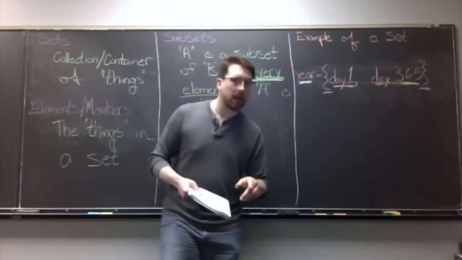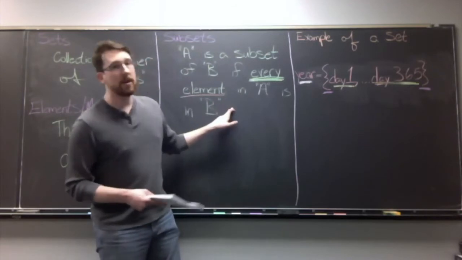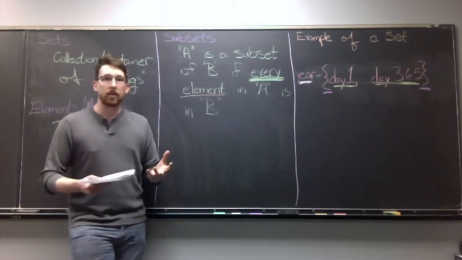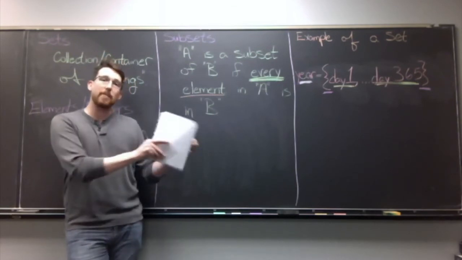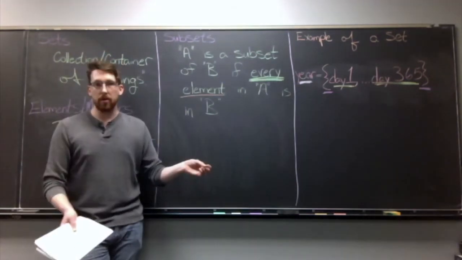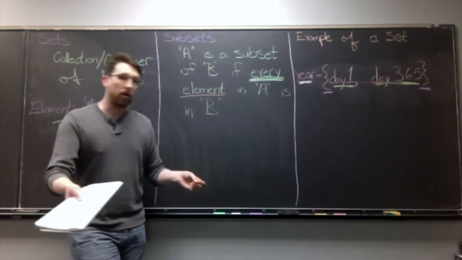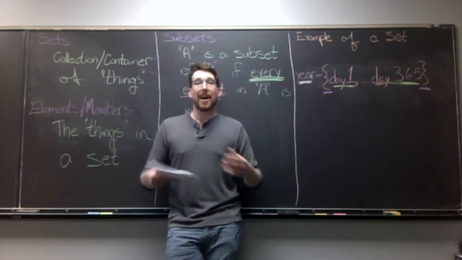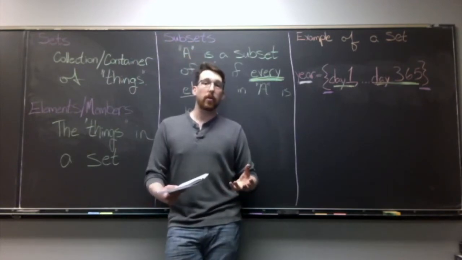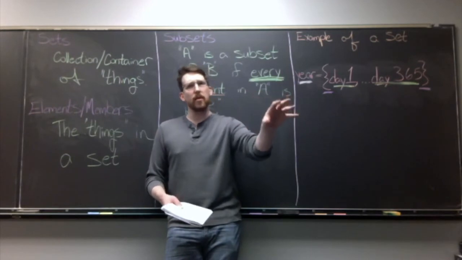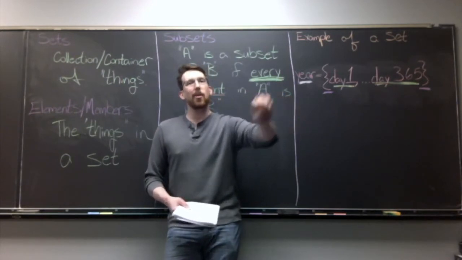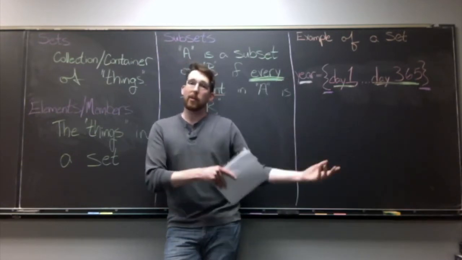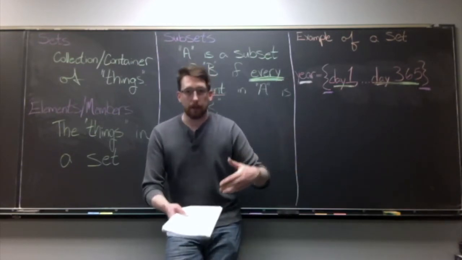Now, we also have this idea of subsets. A subset is another set such that every element in it belongs to another set. As an example of this, we can think of the philosophy section of a library as a subset of the entire library, because every book in the philosophy section belongs to the library. So in that way, we can think of the philosophy section as a subset.